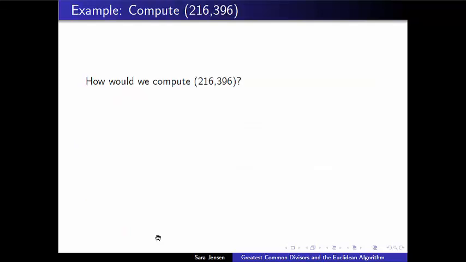Now I'd like to give another example of how we go about computing greatest common divisors. The way that I would start is a little bit ad hoc. How would we compute it if I give you a different example, numbers like 216 and 396? Try to think about how you would find divisors of those numbers, and then how you would find the greatest common divisor. Take a minute, pause, think about it, brainstorm. When you're ready, unpause the video.